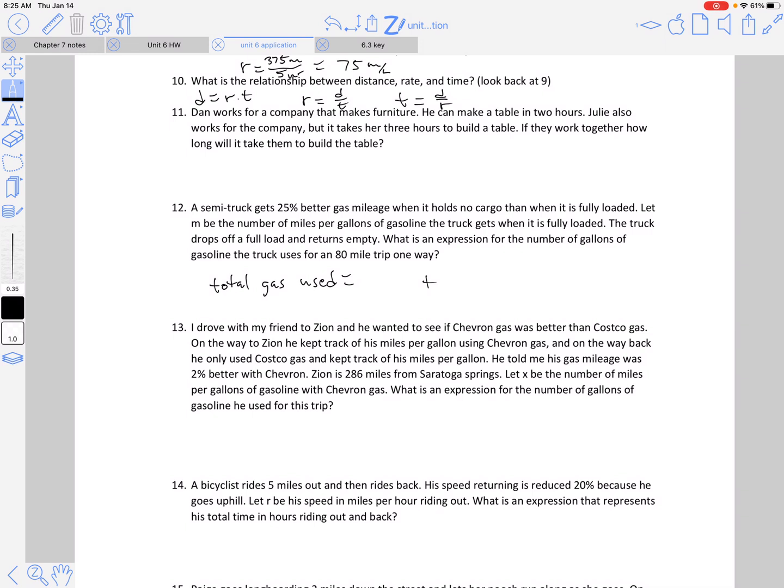A semi-truck gets 25% better gas mileage when it holds no cargo than when it is fully loaded. Let M be the number of miles per gallon. So we do have a rate here, right? So M is our rate, but it's when it's fully loaded. All right? So he's going to drive 80 miles.